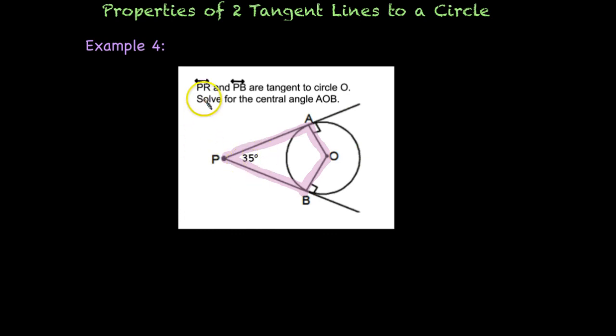Let's look at the question. Line PR and PB are tangent to circle O, which we know because we can see the right angles. Solve for the central angle AOB. Well, AOB is just right here. So we are trying to solve for x. Okay, if we just have one measurement here, how can we figure that out? Pause the video and see if you can figure that out on your own, and then come back and we'll do it together.